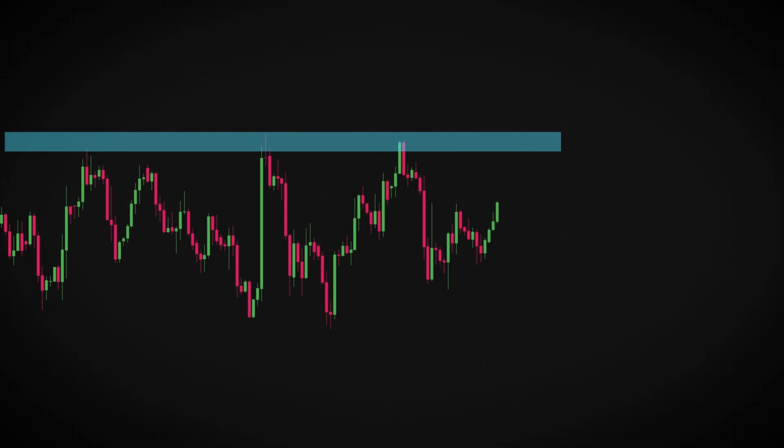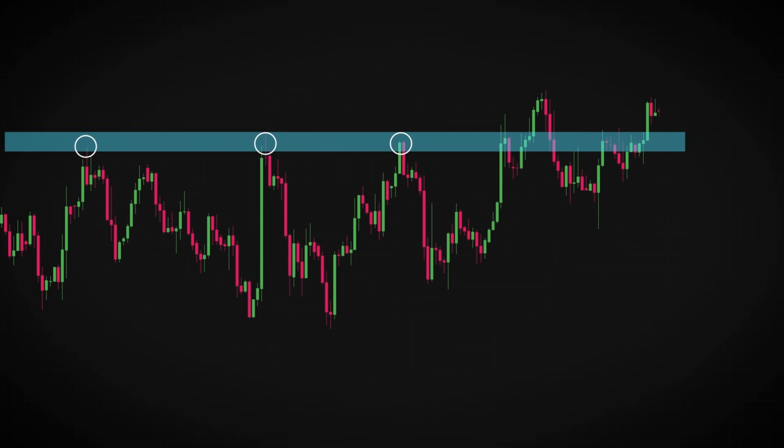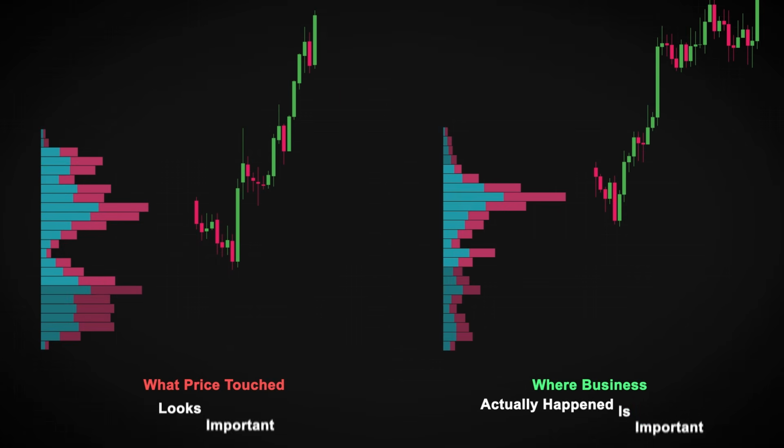You've drawn this level 100 times. Price taps it, you wait for the bounce. And half the time it holds. And half the time it just slices straight through, like the line was never even there. So here's why that keeps happening.